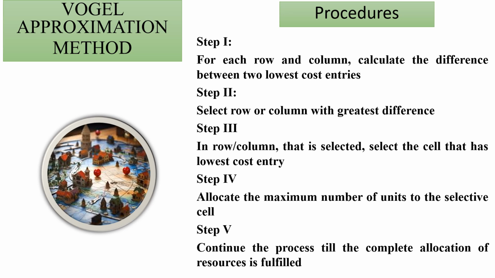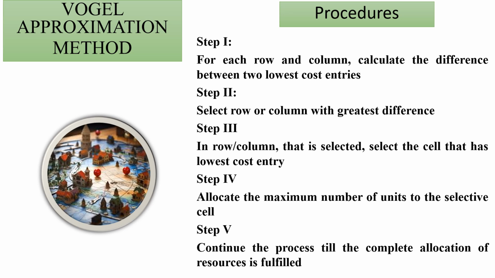The first step is that for each row and each column, calculate the difference between the two lowest cost entries. Then select the row or column with the greatest difference. Third, where the greatest difference is, choose the lowest cost entry in it. Fourth, allocate the maximum number of units to this selected cell. Fifth, continue the process until the complete allocation of the resources is fulfilled. This is all about the procedure of the VAM method.